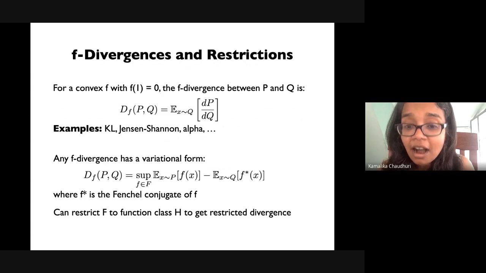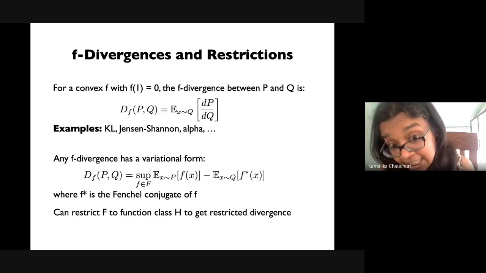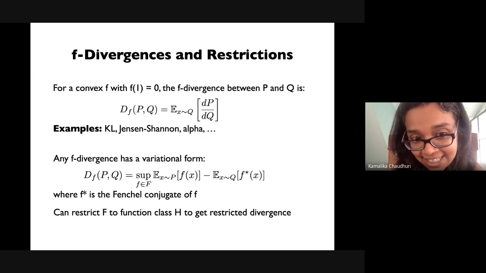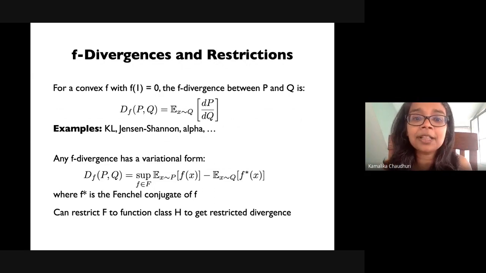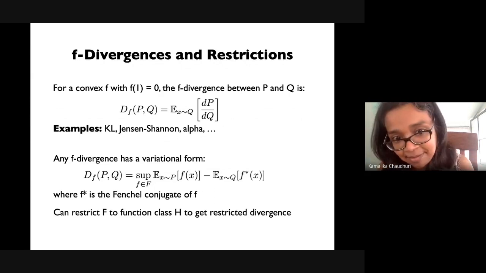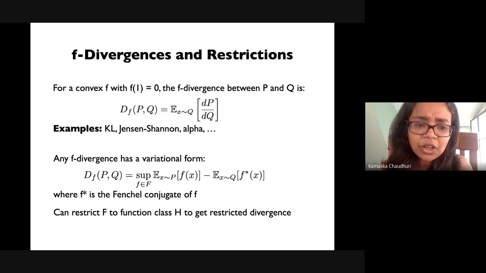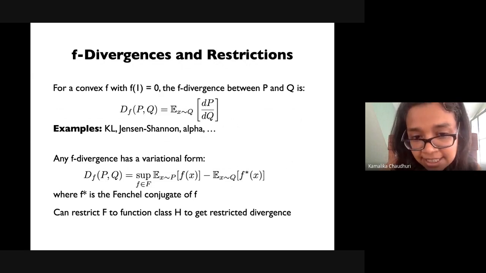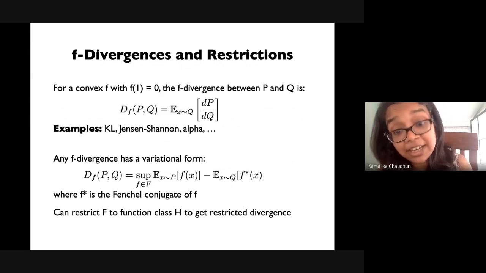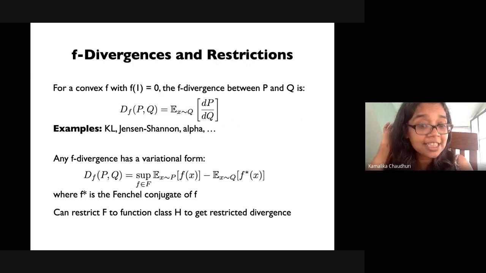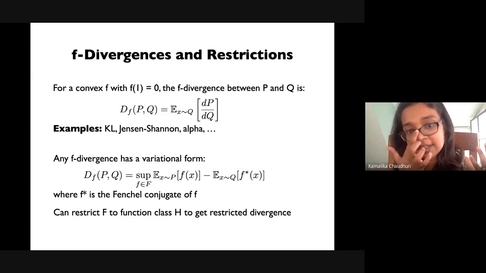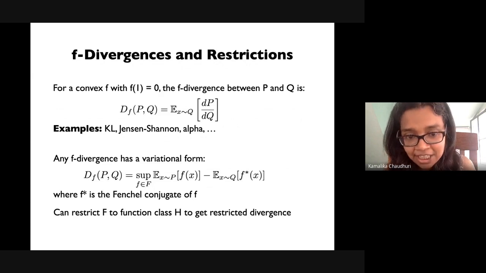And the good thing is that there are a lot of common divergences that satisfy this. For example, KL divergence, Jensen-Shannon, alpha divergences, and so on. And any F divergence has this nice variational form. For KL divergence, I showed you that variational form where P and Q are set apart. So any F divergence has this nice variational form.